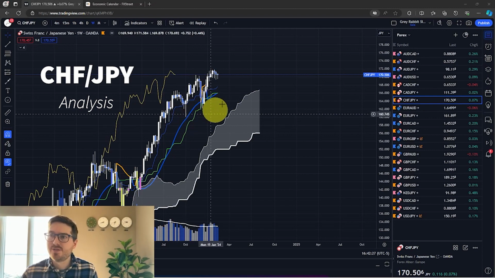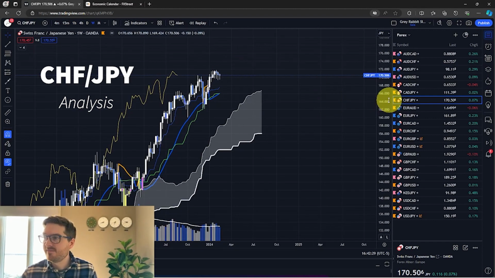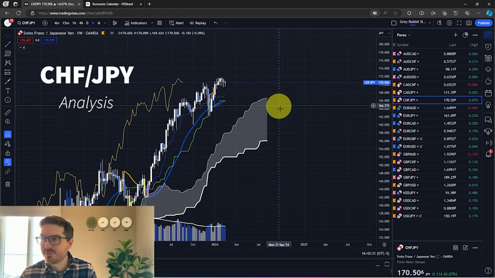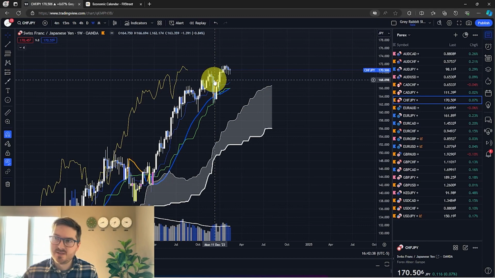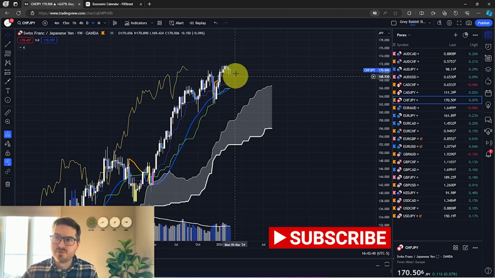Okay, Swiss franc Japanese yen. This is very similar, I have this marked ranging. I'm expecting a retracement. But overall on the weekly chart, this is bullish. But I feel that we're at the end of this move right now.